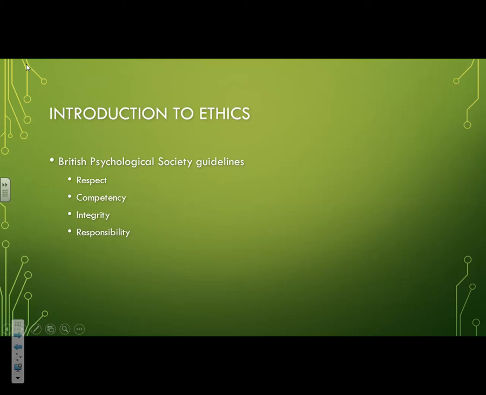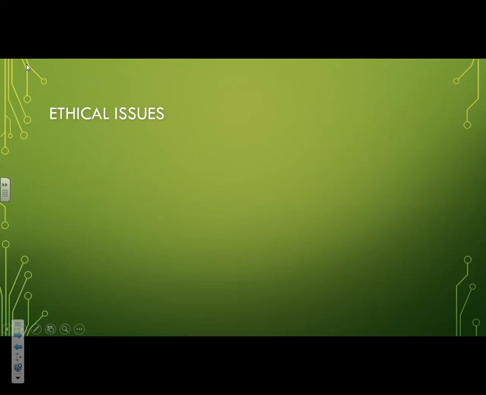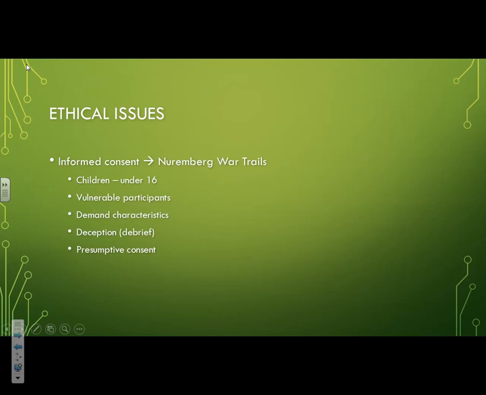They put forward some guidelines that said psychologists had to act with respect to their participants, they had to be competent, they had to act with integrity, so not reduce deception, and they had to act responsibly. Okay, it's not vital that you remember those, but what you do want to be aware of is the British Psychological Society and the fact that they brought in these guidelines. These are some of the things that you have to do according to the British Psychological Society's guidelines, the BPS's guidelines.